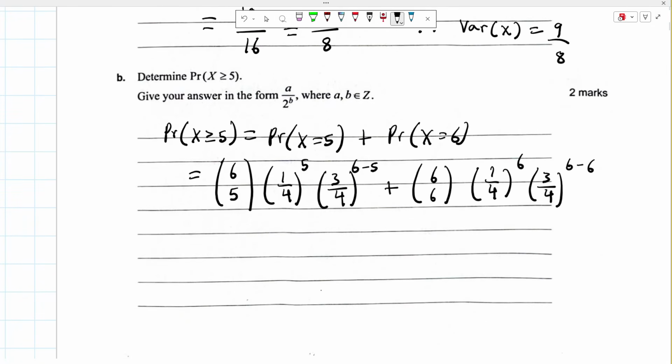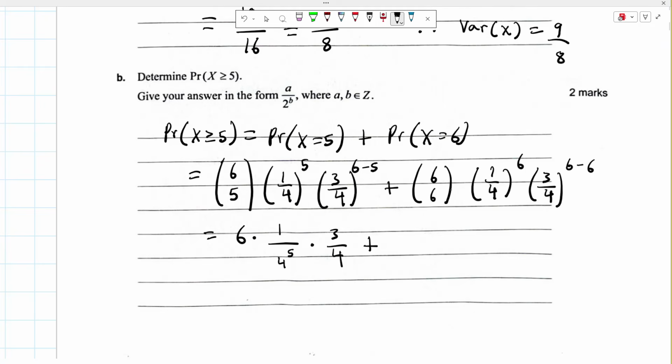What's going to be 6 choose 5, right? That's going to be 6 factorial over 5 factorial times (6 minus 5) factorial. That's actually just going to be 6. Right, so we get 6 times 1 over 4 to the 5, times, so 6 minus 5 is just 1, so just times 3 over 4.